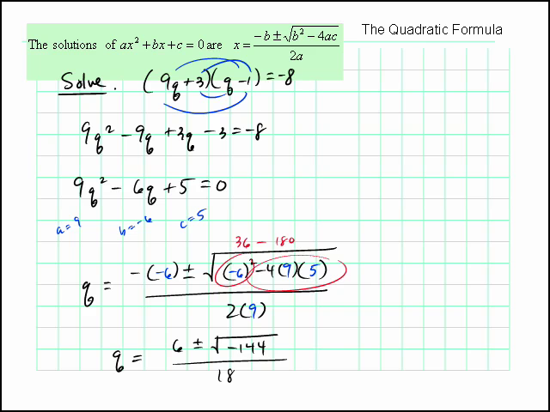That is an imaginary number. The square root of negative 144 is exactly 12i. And so I end up with 6 plus or minus 12i over 18. Okay, so it's our imaginary number 12i right there.